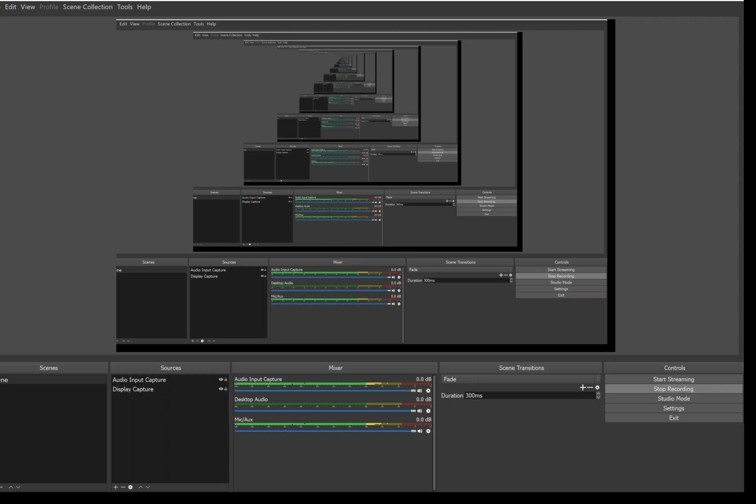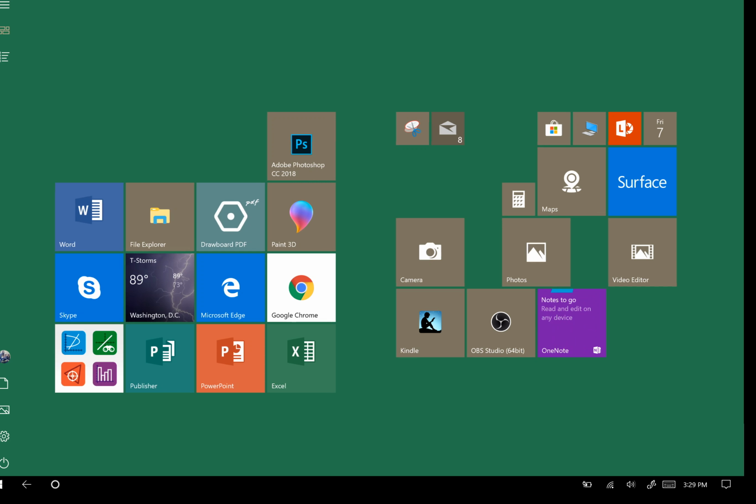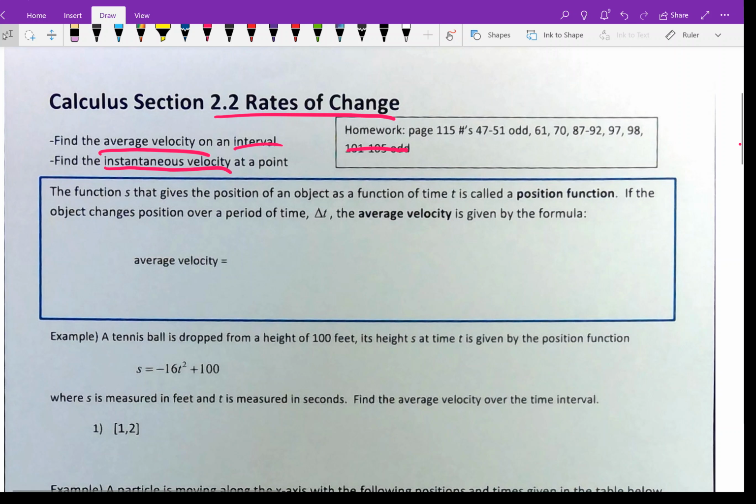Okay, so this is a rewind of our section 2.2 lesson. This has to do with rates of change. We're going to be finding the average velocity on an interval, and we're also going to find the instantaneous velocity at a point. So let's get started with this.